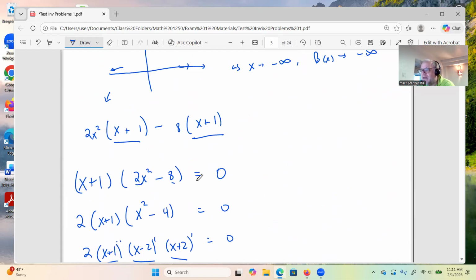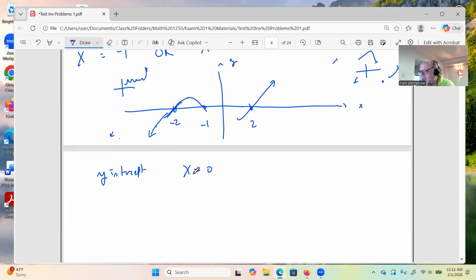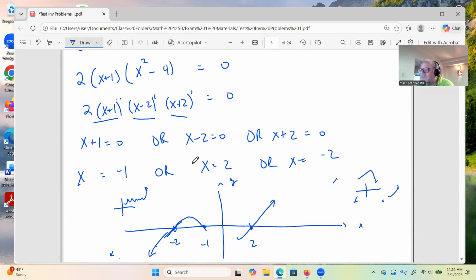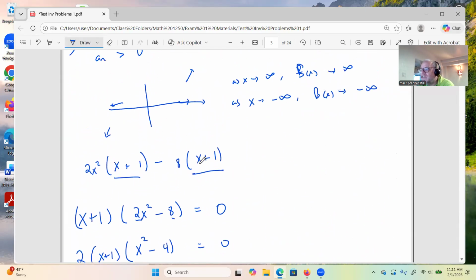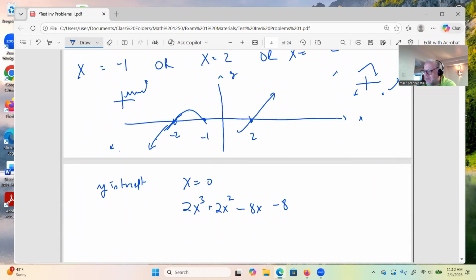If I go back and look at my problem, that was going to be 2x cubed. So back to 2x cubed plus 2x squared minus 8x minus 8, I believe. Let's double check. Yeah, it is. I got my things right. Plug in x equals 0. Well, that's 0. That's 0. That's 0. We have minus 8. So we have 0 minus 8, negative 8.